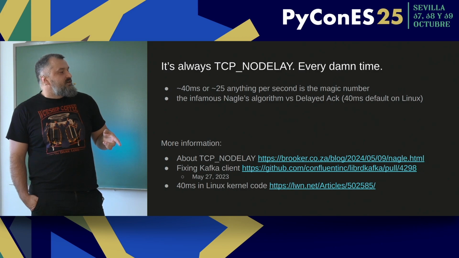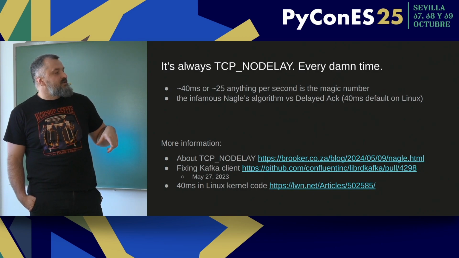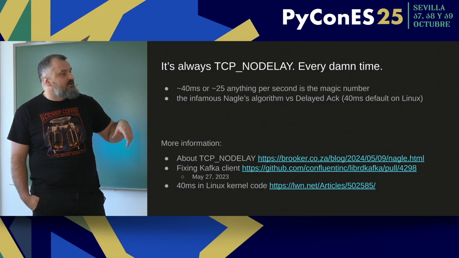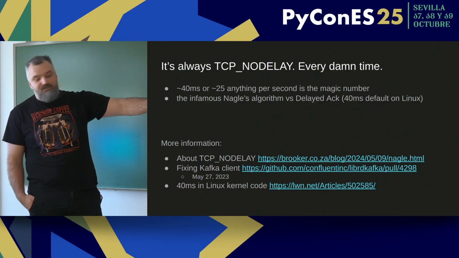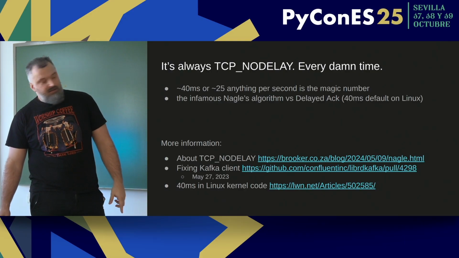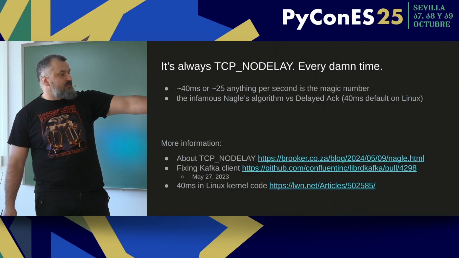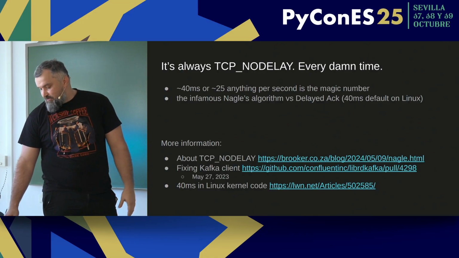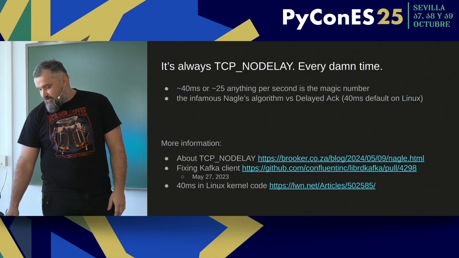So what we did: there's a non-default setting in the Kafka client to disable Nagle's algorithm, and then the performance got like 10 times better. Kafka still hasn't fixed that by default, and it's been 2 years already. I also found where those 40 milliseconds come from in the Linux kernel source. There's a real delay of 40 milliseconds, hard-coded.